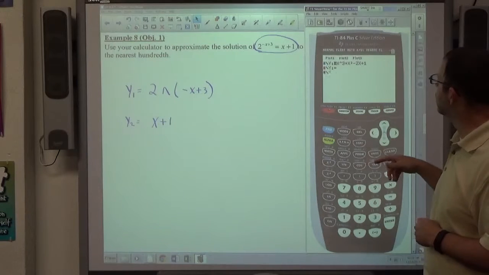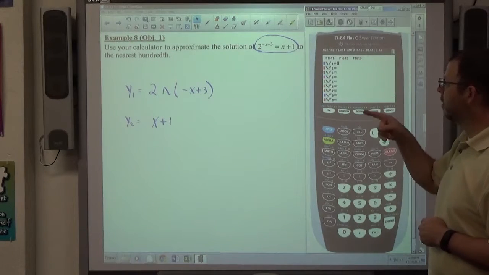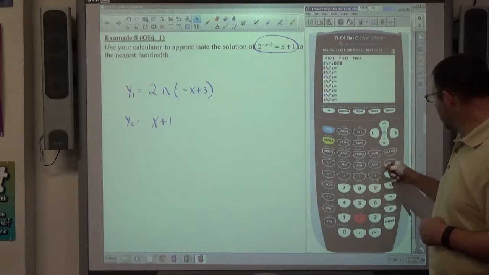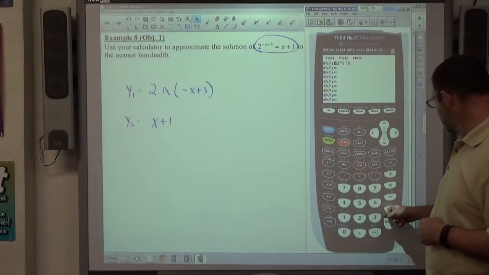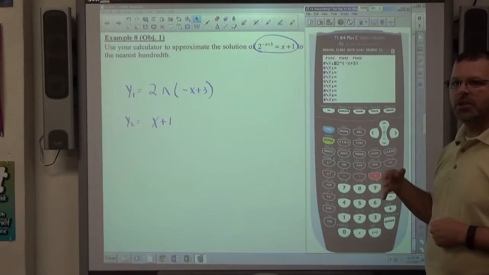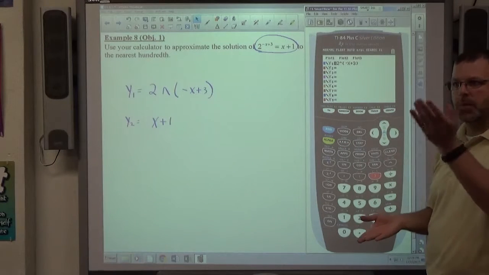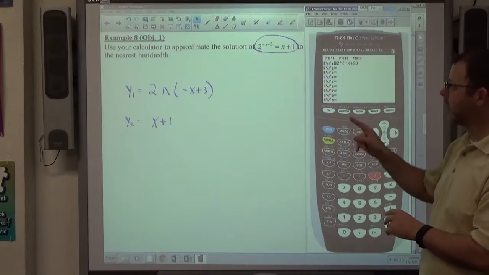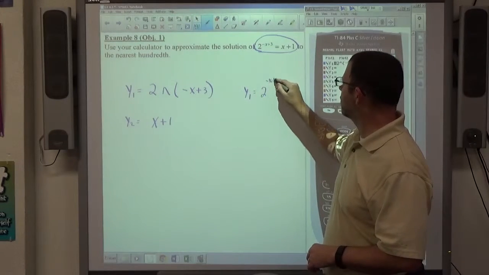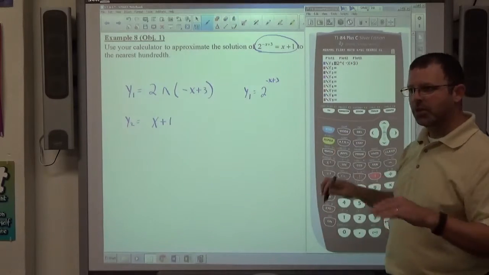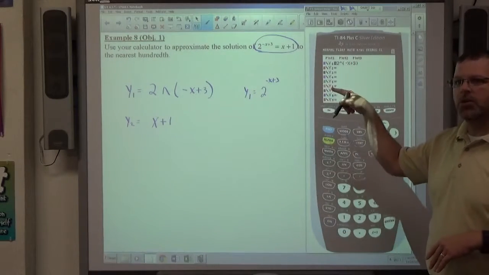So if I go to y equals, clear out what's in there and type in these equations. So 2 caret parentheses negative x plus 3. If you've got your math print on instead of classic, then it jumps up in the power level. You can make it look like, if you've got your math print, y1 equals 2 to the negative x plus 3. Just as long as it's correct. Whichever one you have on your screen, that's what I want to see.